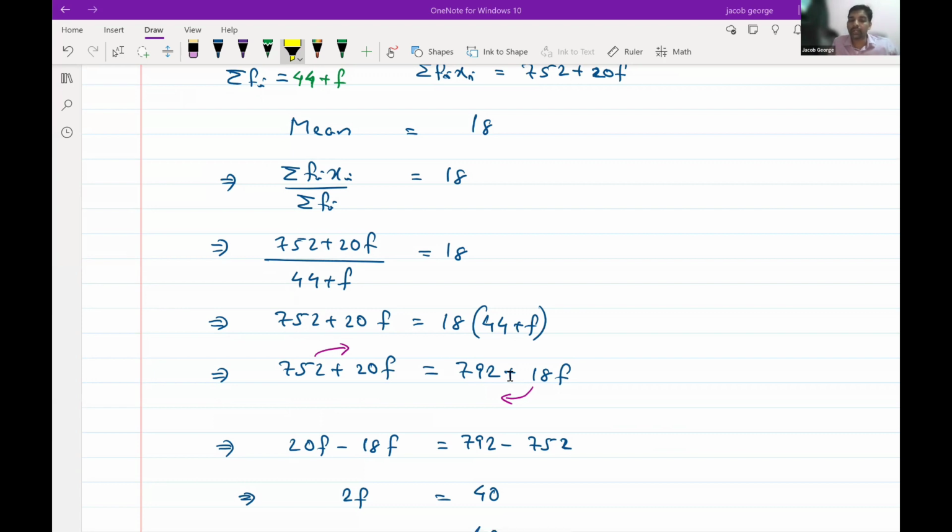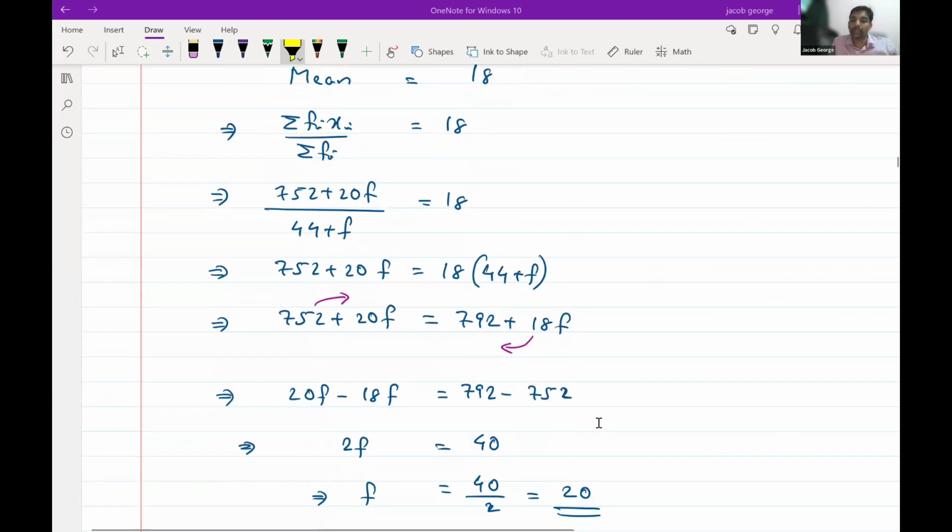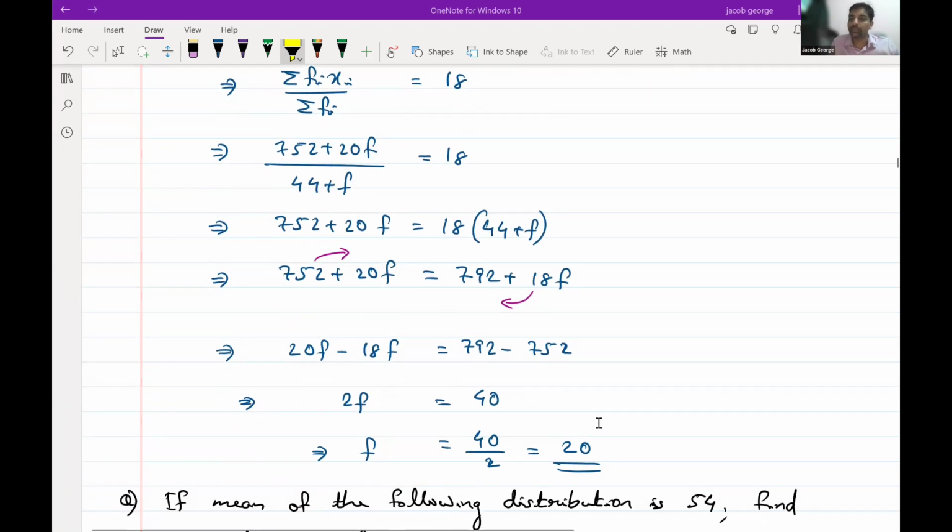Then I have taken the terms of F to one side and the numbers to the other side. Are you all getting that calculation part? 20F minus 18F is 792 minus 752, that is 40. So F is 40 by 2, that is 20. Very important, a 3-marker or 5-marker type question. The missing frequency question is clear, right?